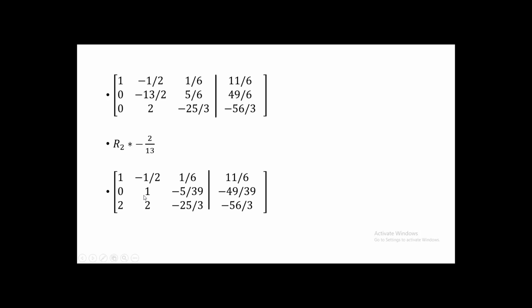Now if this is my pivot position, it's 0 out here. I've just misprinted it. All the numbers below the pivot position should be equal to 0. Now this number should be equal to 0. The operation required is R3 minus 2 of R2.